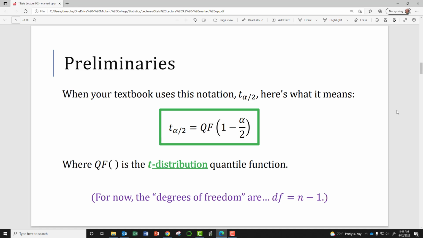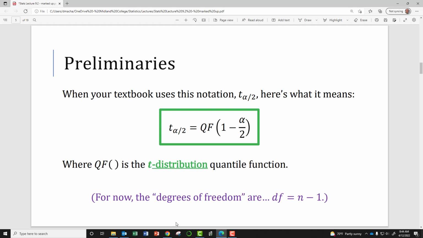When your textbook, or when I, use this notation with a lowercase t subscript alpha over 2, what it means here is we're going to evaluate the quantile function, this time of the t-distribution, at the point 1 minus alpha over 2.